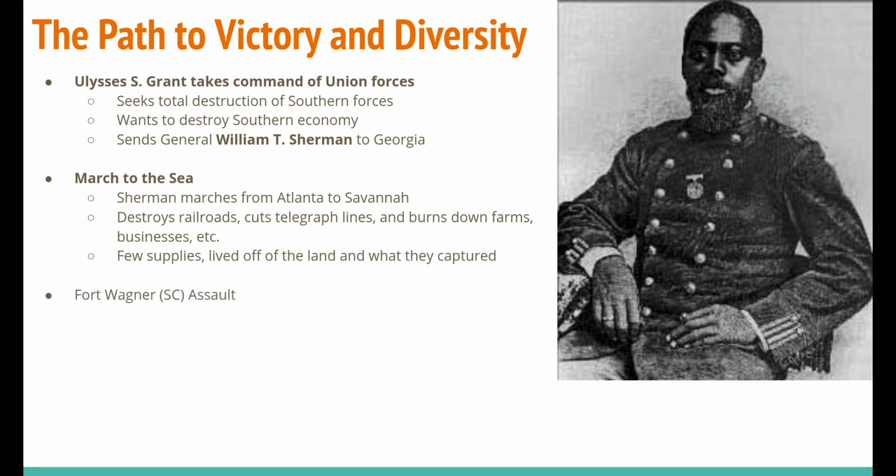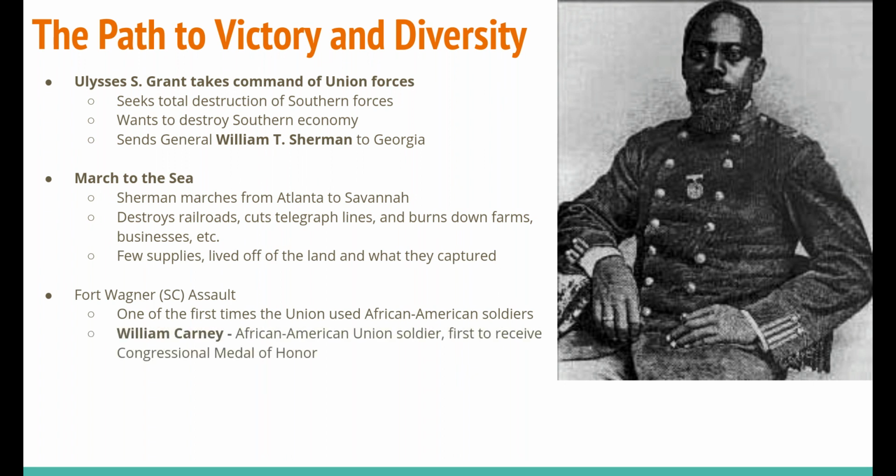And ultimately in South Carolina, simultaneously, you have the Fort Wagner assault. It's one of the first times that the Union used African-American soldiers in battle. And one of those African-American soldiers is pictured here on the right-hand side of your screen, and that is William Carney. He's an African-American soldier, and he was the first to receive the Congressional Medal of Honor. And if I'm not mistaken, I'd have to go back and check, that was posthumously. That means he didn't get it while he was alive, because racism, of course, still alive and well, right?